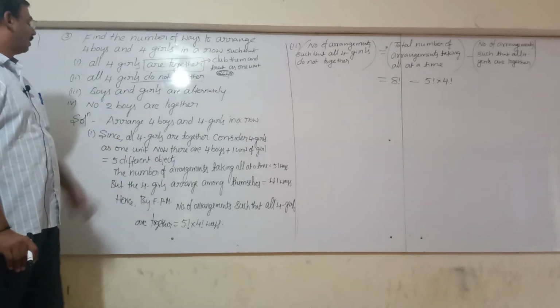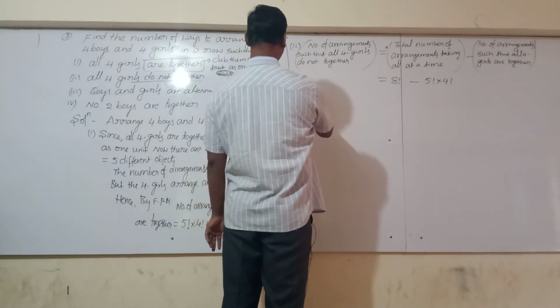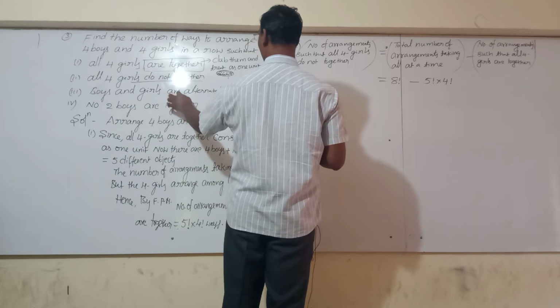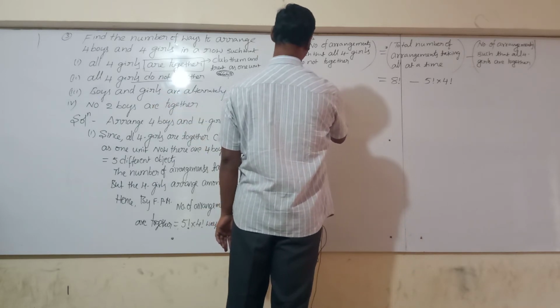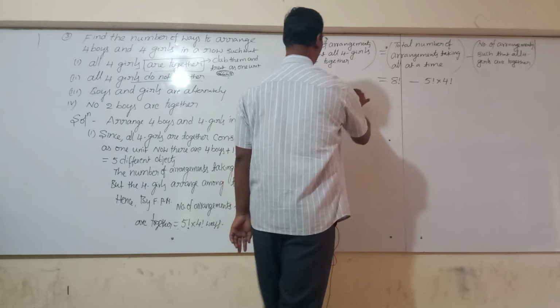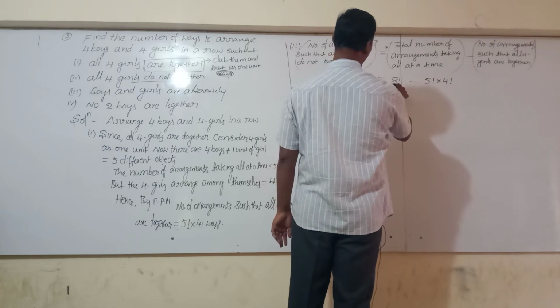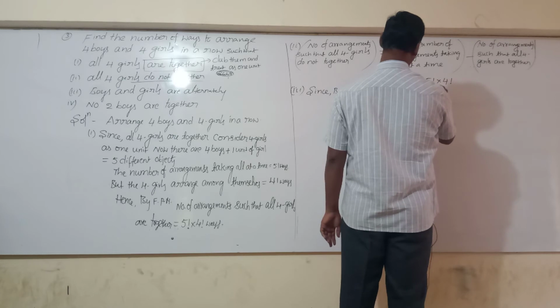Next I am going to the third one. What is the third question? Boys and girls are arranged alternately. Since boys and girls are alternately.